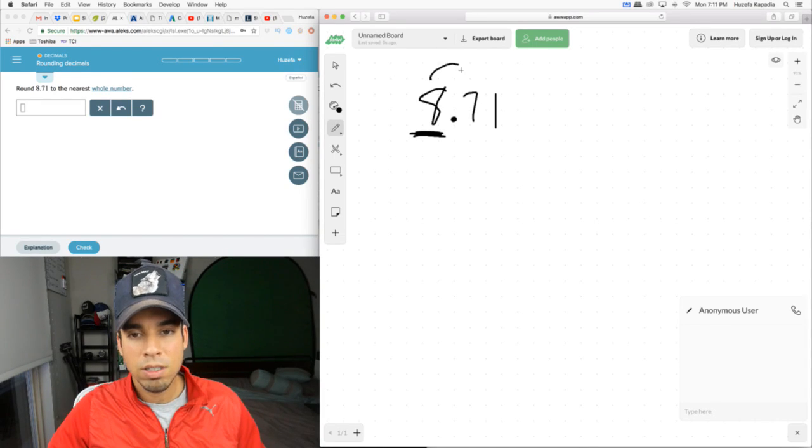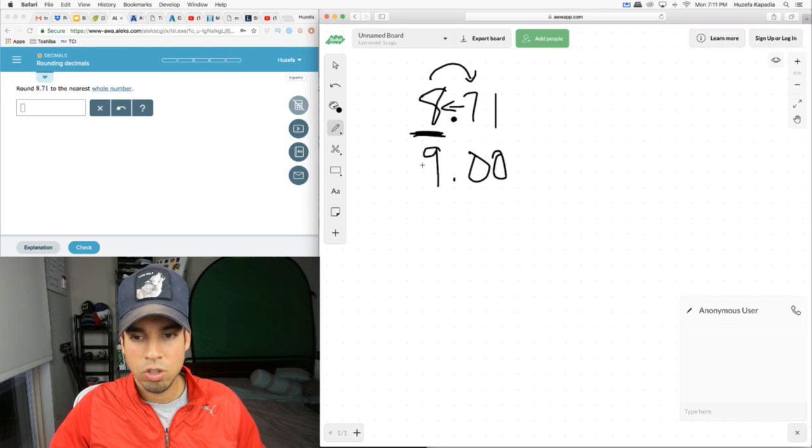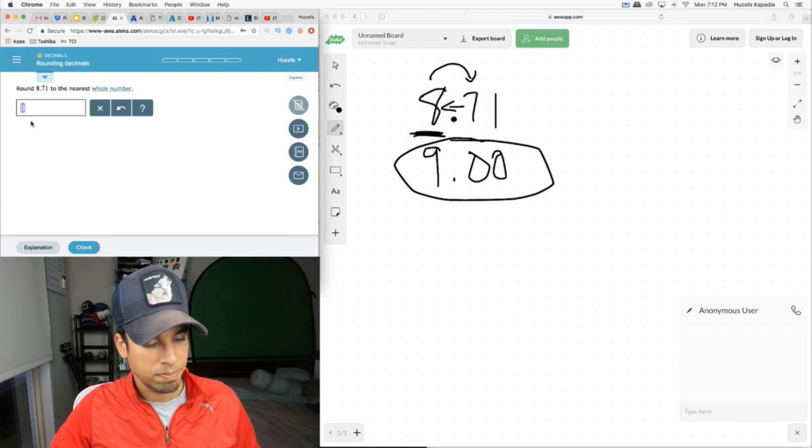We look at the digit to the right, okay? Is this digit 5 or greater? Yes. That means this guy jumps up to the next one, which is 9. And everything else flips to 0, all the way down. So our closest integer, rounded to the nearest whole number, is 9.